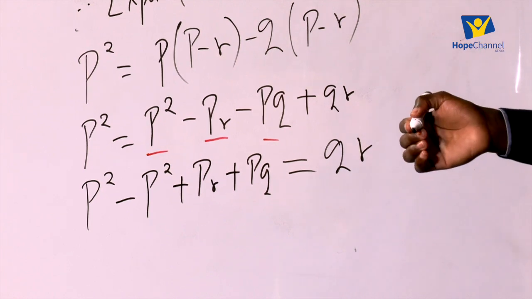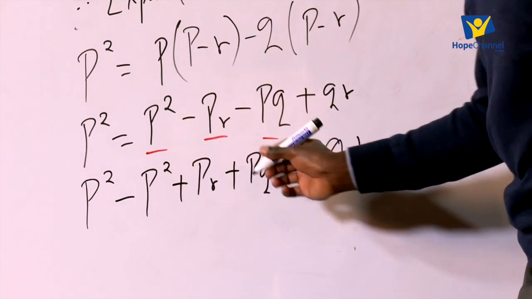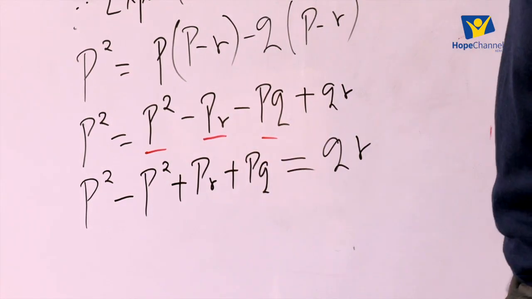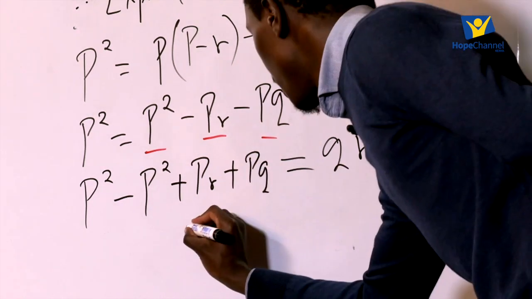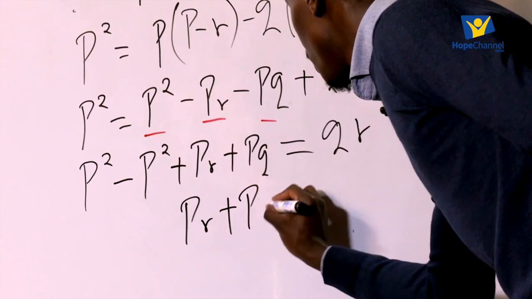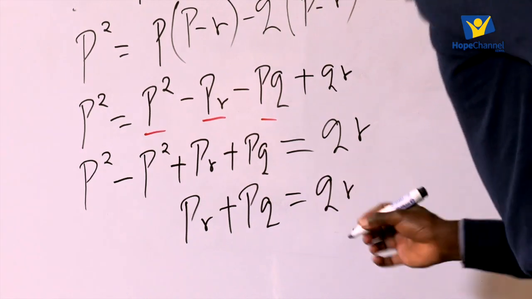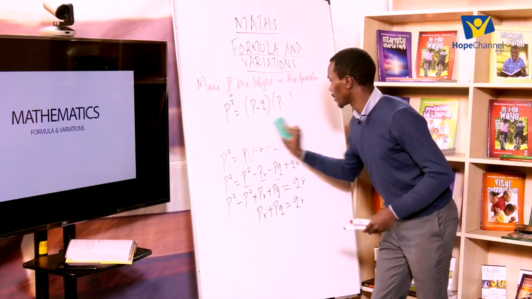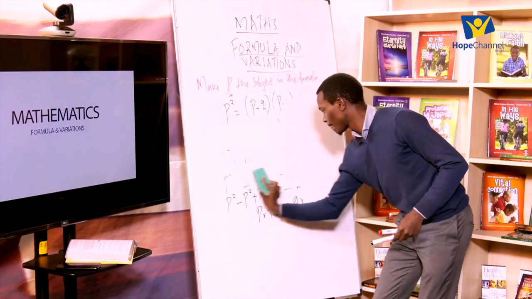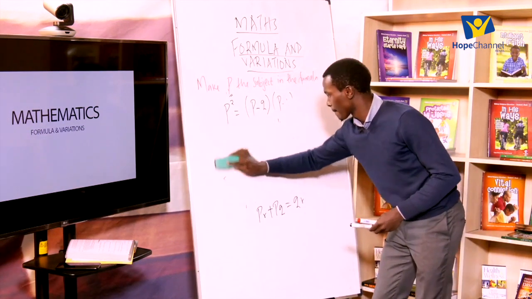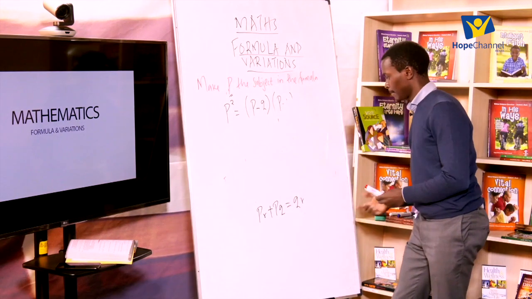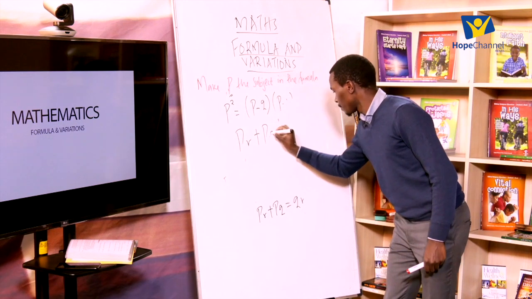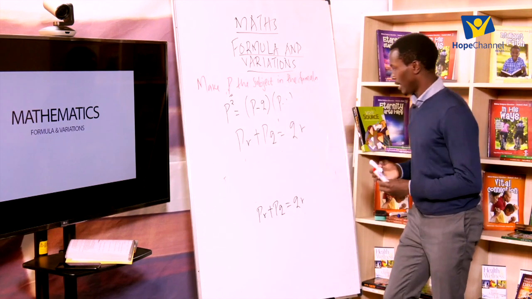Now, after doing that, I think it is so easy to work on P. We're going to simplify first. P squared minus P squared, obviously it's 0. That is like 1 minus 1, which is 0. And then now we remain with PR plus PQ being equal to QR. Let's create more space by cleaning the initial part that we don't need. So we have it as PR plus PQ is equal to QR.